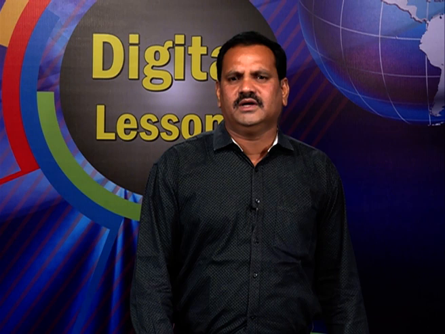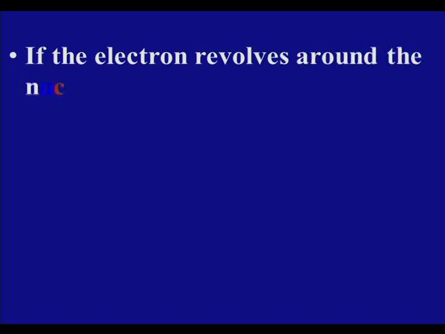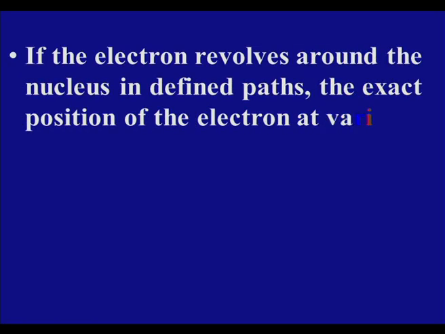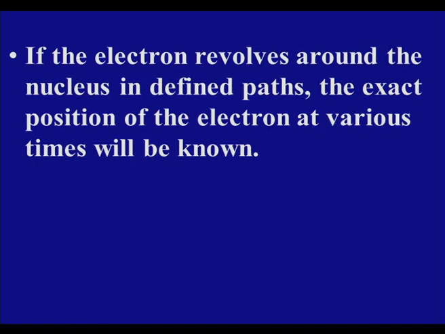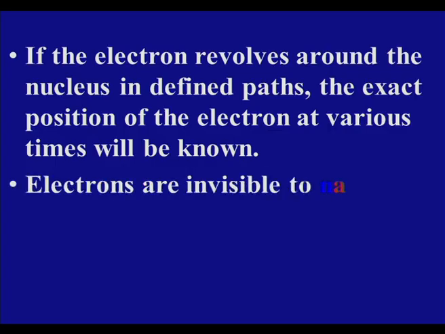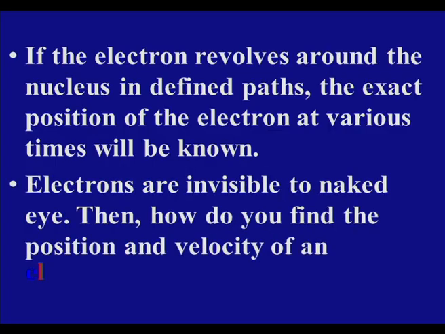Children, the Bohr atomic model, the Sommerfeld atomic model, and what we studied earlier, the Rutherford model and the J.J. Thomson atomic model, no single model could explain completely the properties of the atom. All these are classical approaches. Dear children, if the electron revolves around the nucleus in a definite path, the exact position of the electron at various times will be known. Electrons are invisible to the naked eye.